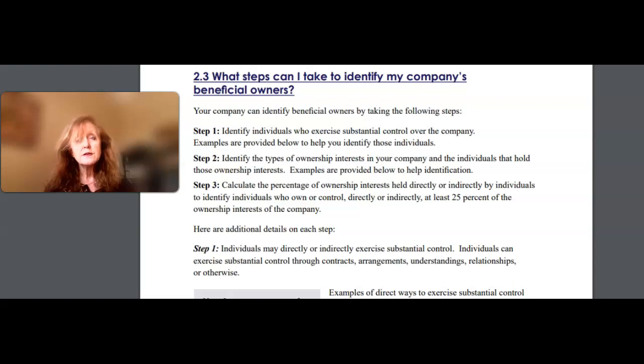When we're looking at identifying the beneficial owners in your company, step one would be to identify individuals who exercise substantial control, pursuant to the substantial control test. Those who exercise substantial control over the company and its operations or its assets. So those are the individuals you would identify in step one. Step two would be to identify ownership interests, those who own or hold ownership interests.